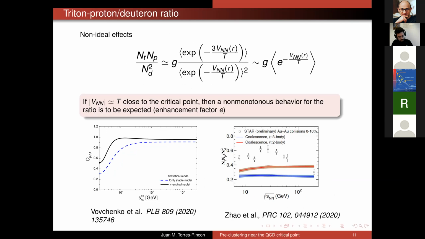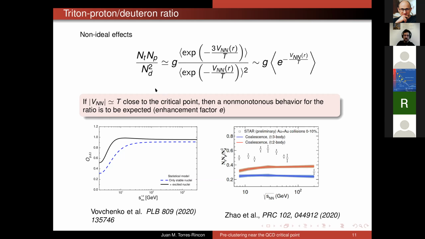So, what happens now if you would like to include the effects of the critical point? Then you have to account for non-ideal effects on these thermal model expectations, where this ratio is modified by these factors. These factors are simply Boltzmann factors of the nucleon-nucleon potential, which gives you the interaction, so the non-ideal part of the thermodynamics, over the temperature. If you allow me some simplification, you have 3 powers in the numerator and 2 powers in the denominator, and overall you get an exponential factor of V over T.